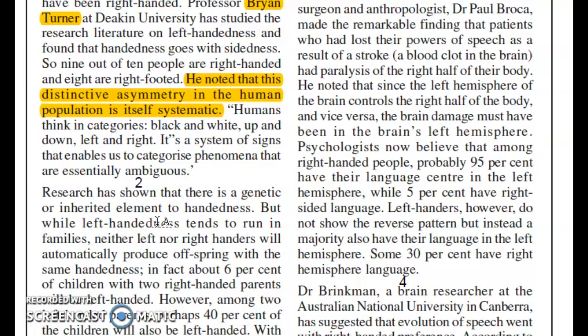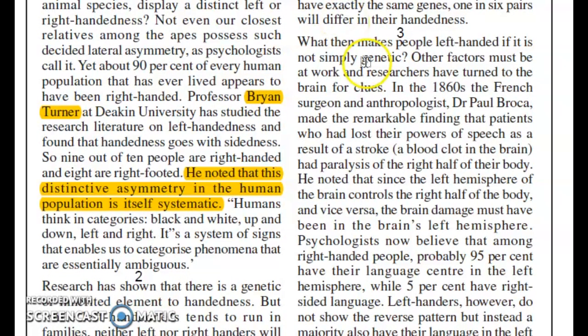I'll continue skimming the same paragraph until I find the next name. In the third paragraph, we found Dr. Paul Broca. This is the name of the writer. Let's study the opinion of Dr. Paul Broca. Dr. Paul Broca made the remarkable finding that patients who had lost their powers of speech as a result of stroke had paralysis of the right half of their body. He noted that since the left hemisphere of the brain controls the right half of the body and vice versa, the brain damage must have been in the brain's left hemisphere.